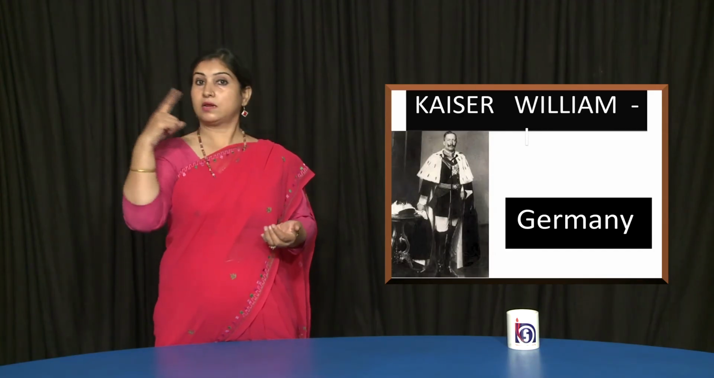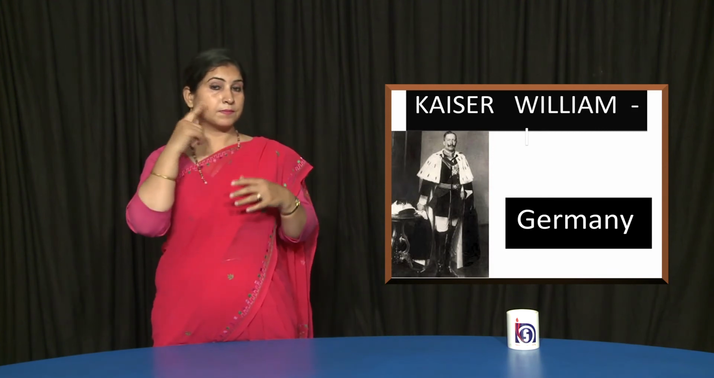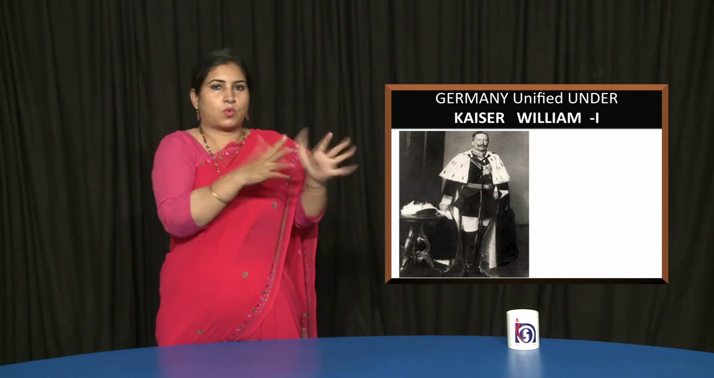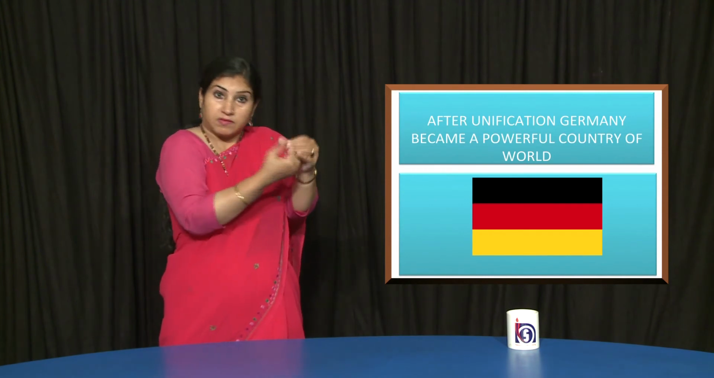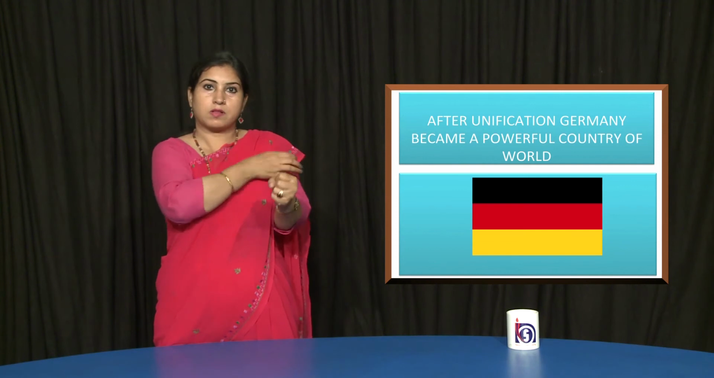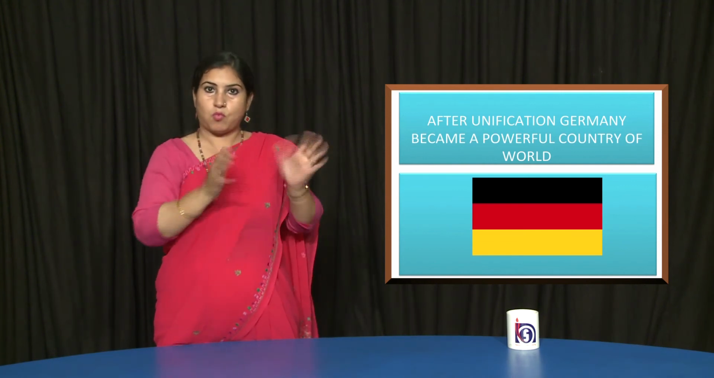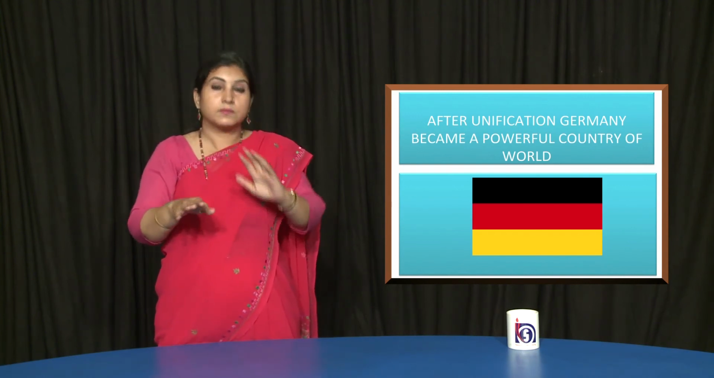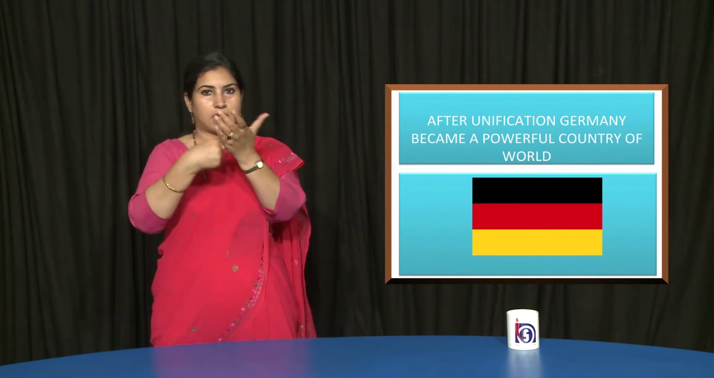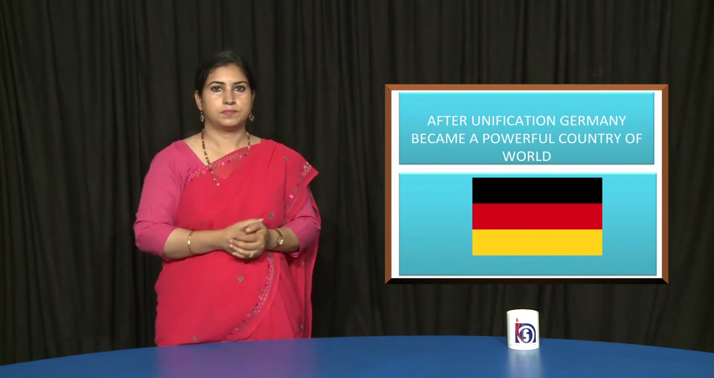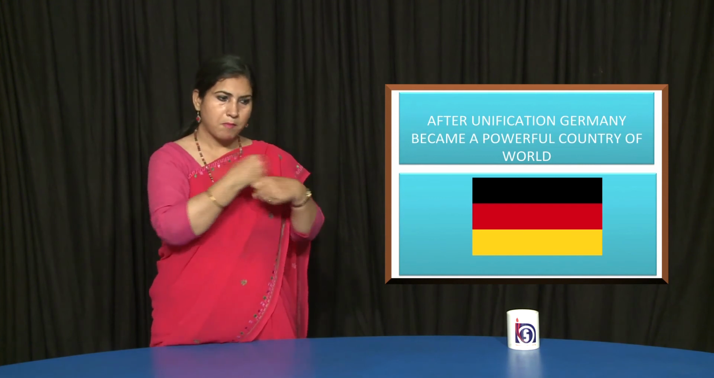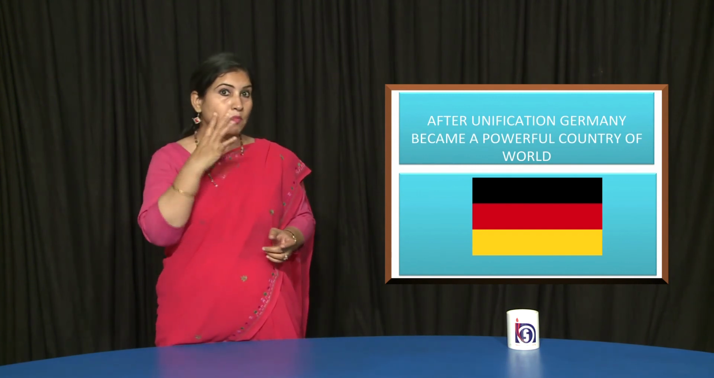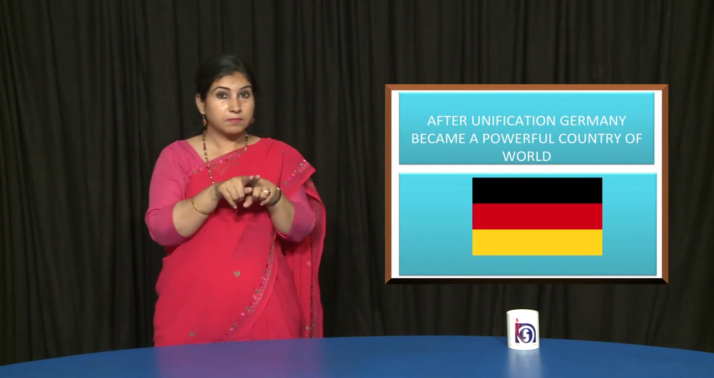Thus, under the leadership of Kaiser William I, all the German states were unified. After its unification, Germany became a powerful country of Europe. And once Germany became politically and economically strong, it started increasing its military power also. In fact, Germany made many colonies. In this way, Germany became an important power of not only Europe but of the whole world.